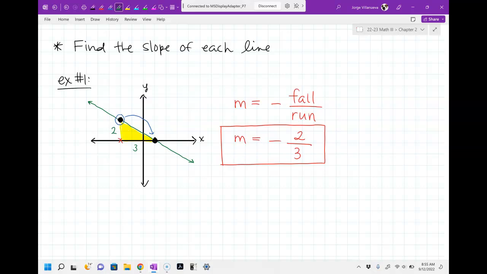Okay, but I always see it as a triangle now. I don't really see it as moving. I draw a triangle in my head and I'm like, okay, height is this, base is this. So it's height over base, height over base. That's what I'm doing. Okay?